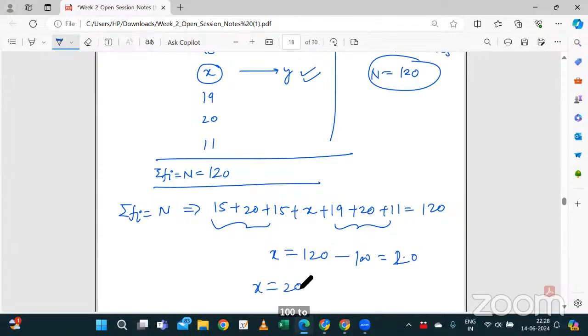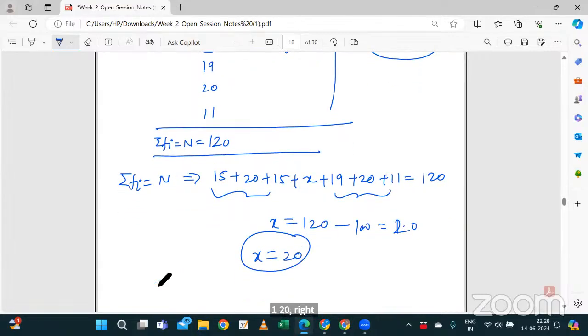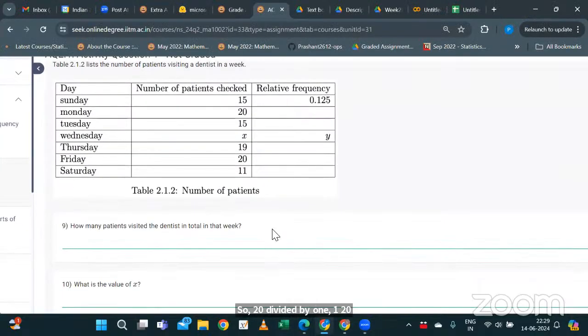Suppose x is 20. Now, what will be the relative frequency of y? So 20 divided by 120, that means 1 by 6, which is 0.167. Yes, sir. So something like that you can check from here.